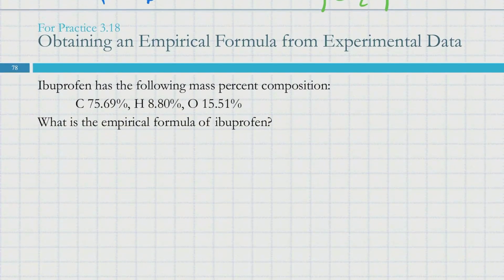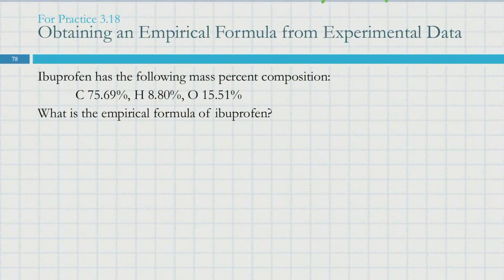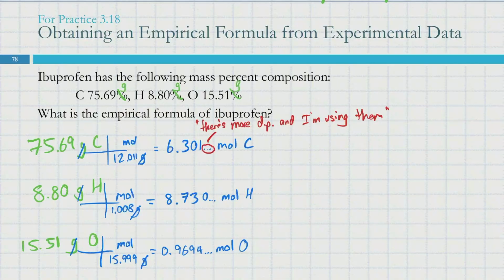All right, one for you to try. Ibuprofen has the following mass percent composition. What is the empirical formula of ibuprofen? I'll give you some time to work on it. In case you forgot the trick, turn percent into grams, and then the problem proceeds somewhat like normal. So I'm going to be writing in some of that stuff while the video is paused.